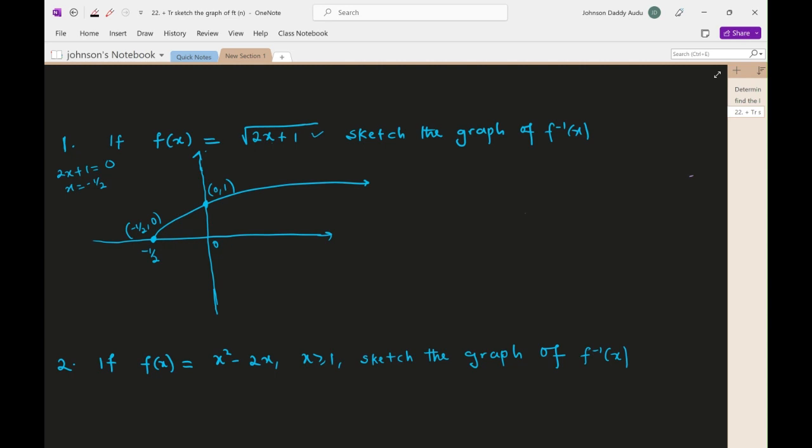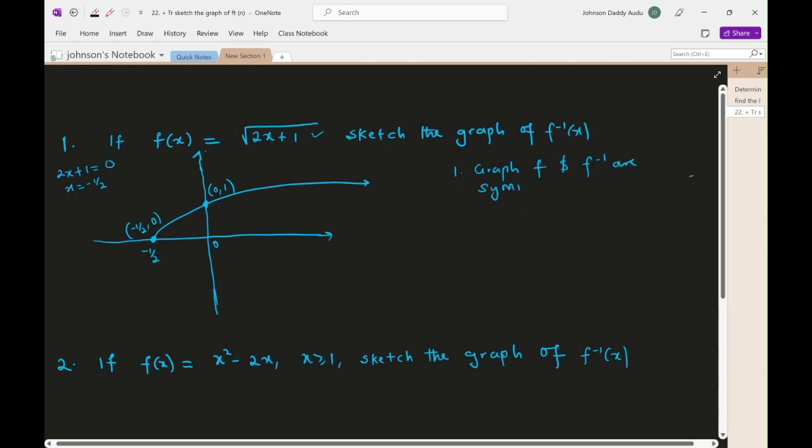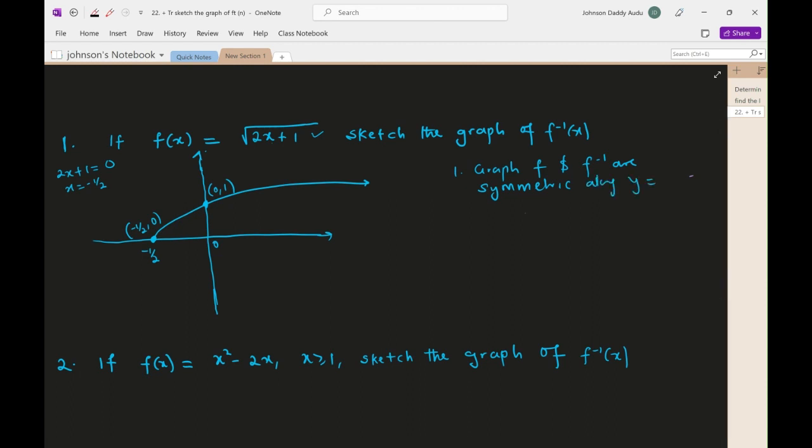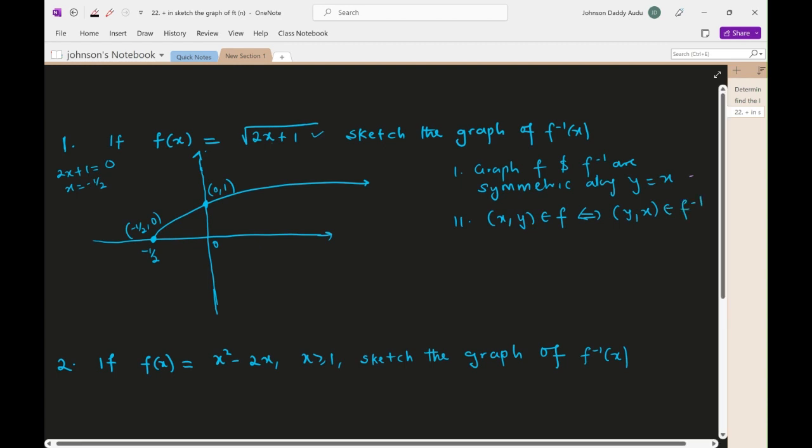Now we're going to be using two things to draw the graph of f inverse. The first one is that we know the graph of f and the graph of f inverse are symmetric along which line? y equals to x. Also, if you have a point x, y on the graph of f, this is equivalent to saying that the point y, x is on the graph of f inverse. So these are the two tools that we need.